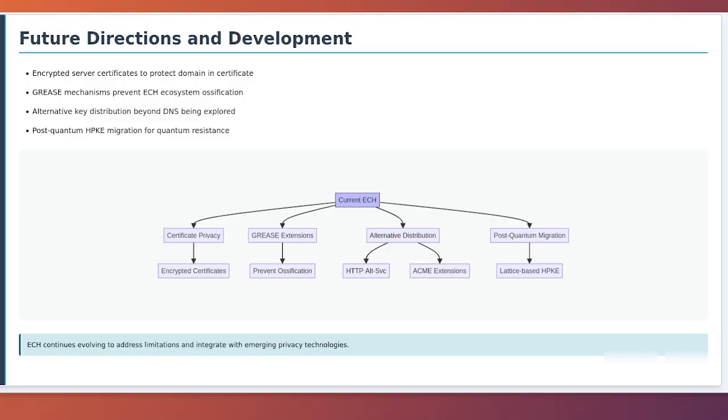Post-quantum cryptography migration is a looming consideration. Current ECH implementations use elliptic curve cryptography for HPKE key agreement, which is vulnerable to future quantum computers. As post-quantum TLS becomes a reality, ECH will need to support post-quantum HPKE variants using lattice-based or other quantum-resistant algorithms. This migration needs careful planning to avoid doubling the size of ClientHellos and to maintain performance with less efficient post-quantum primitives.